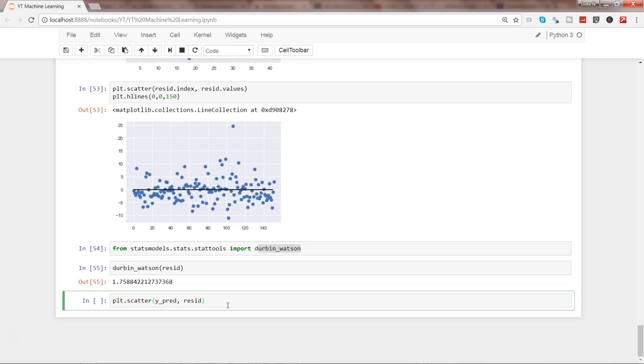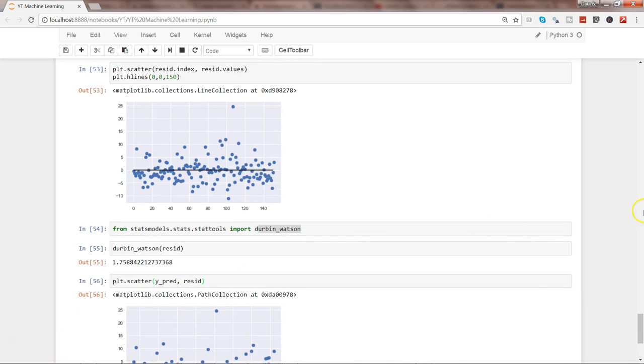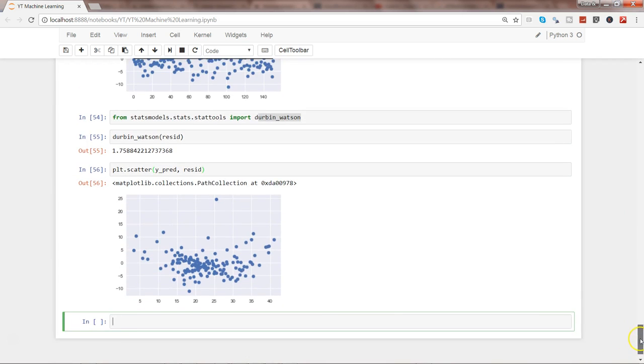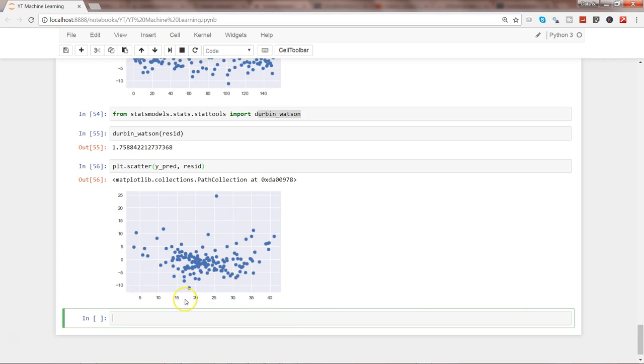If you have not seen, I really recommend that you do see that, because we calculated all y pred and residuals. And if I plot it and go down, on the x-axis you will see the predicted values, and there you have the residuals. Residuals is nothing but observed minus predicted.